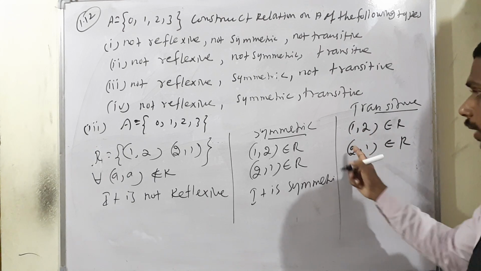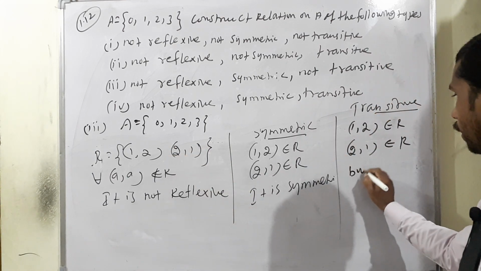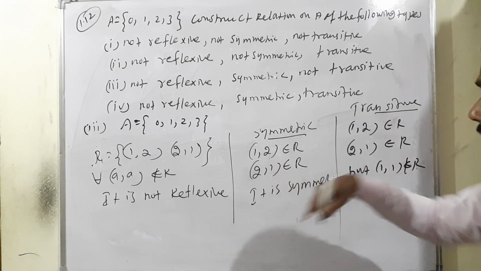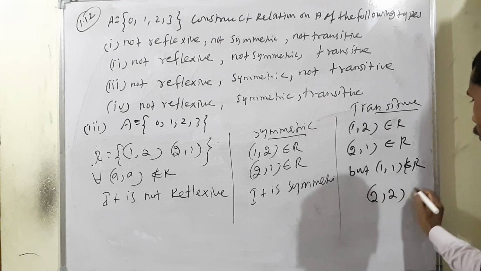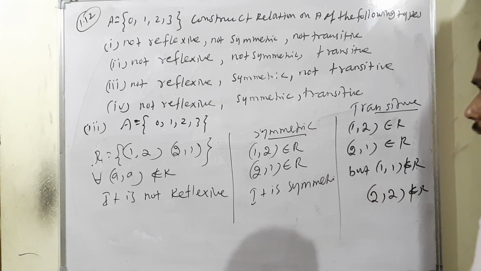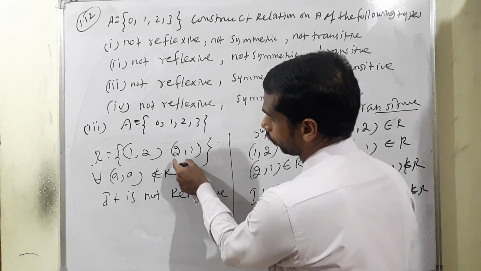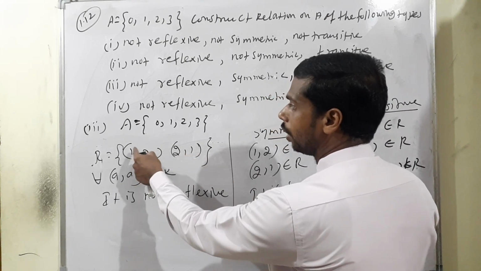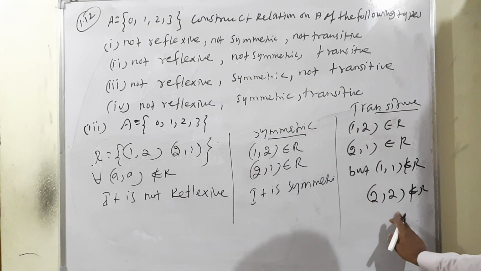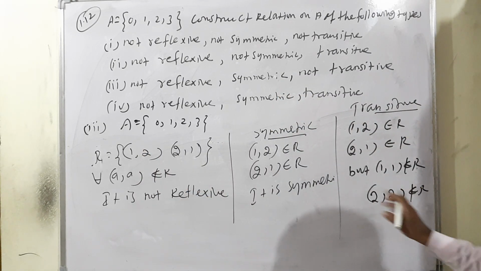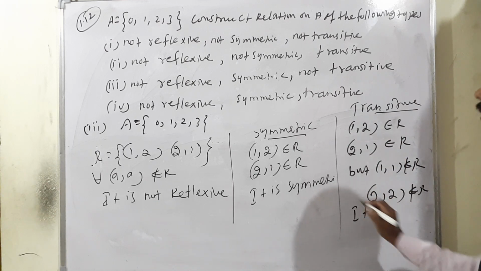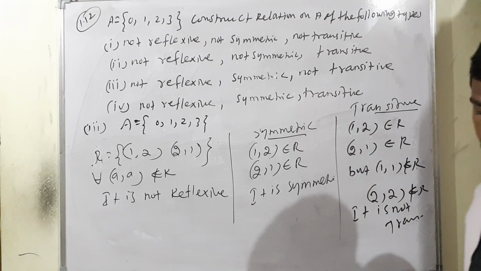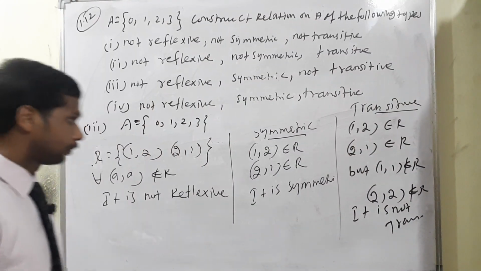The connected pair 2 is there, but 1 comma 1 does not belong to R. At the same time 2 comma 2 also does not belong to R. Why? Listen, if you add our pair first, 2 comma 1, then definitely 1 comma 2. This is also a connected pair, no? Therefore, 2 comma 2 we also need, no? That's why I have written 2 comma 2, there is nothing to pair. That's why we are saying it is not. We have to show it is not transitive, no? It is not transitive.